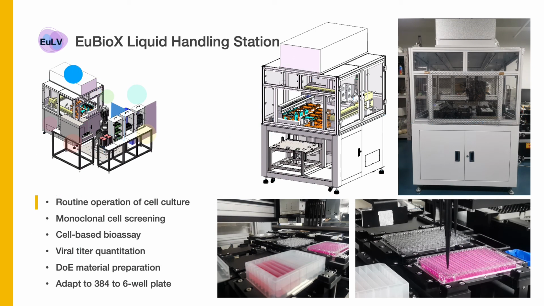To increase the scale and accuracy of the screening, we also built our own automation facility, EuBioX, as we can see in this slide. It could perform routine operation of the cell culture, monoclonal cell screening, cell-based assays, and it has adapted to 384 to 6 well plates. With this equipment, we can screen over 10,000 individual cell clones for each round of the experiments.